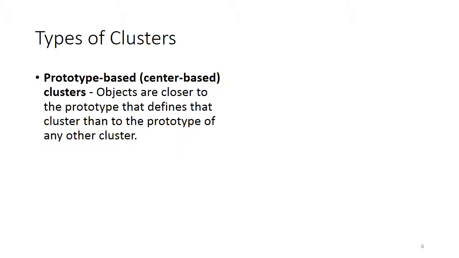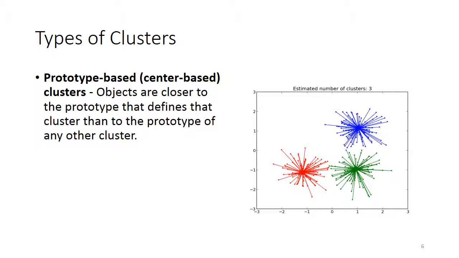So then we have the types of clusters, and we have prototype-based or center-based clusters, in which the objects are closer to the prototype that defines a cluster, or the center of the cluster, than to any other cluster. So as we can see here, these green points belong to this green cluster because they are closer to this green center than to any other center, regardless that they are closer to some of the red points than some of the green points.